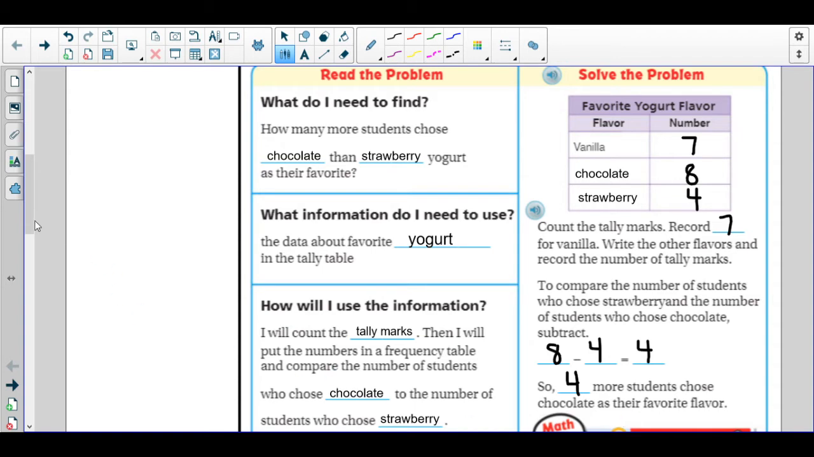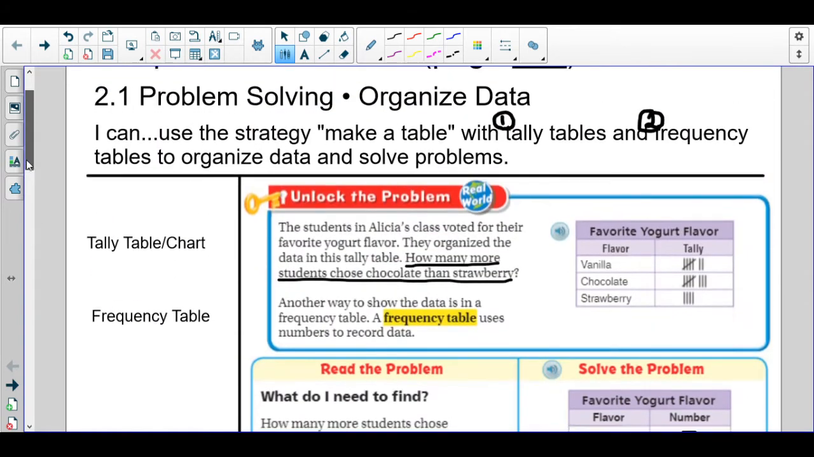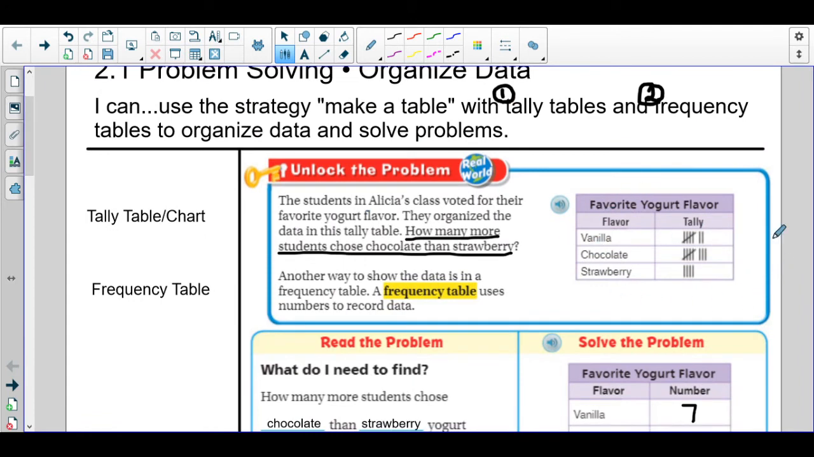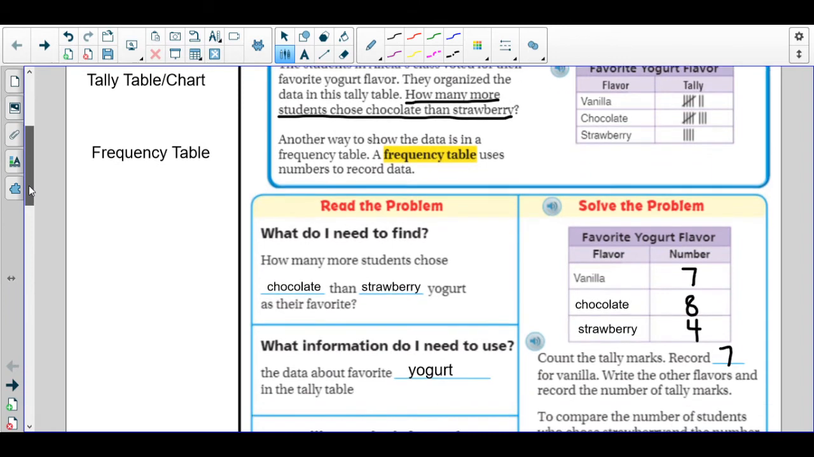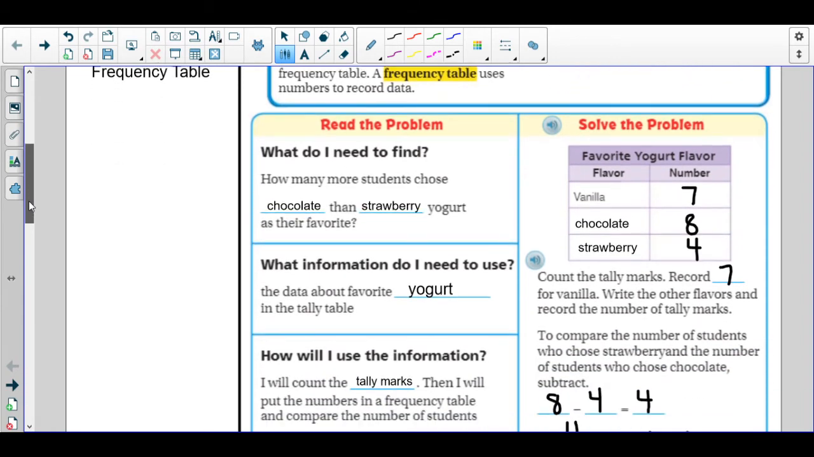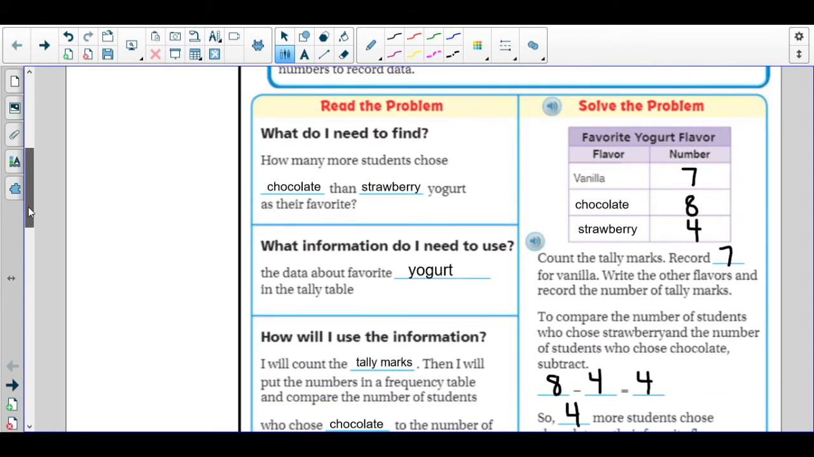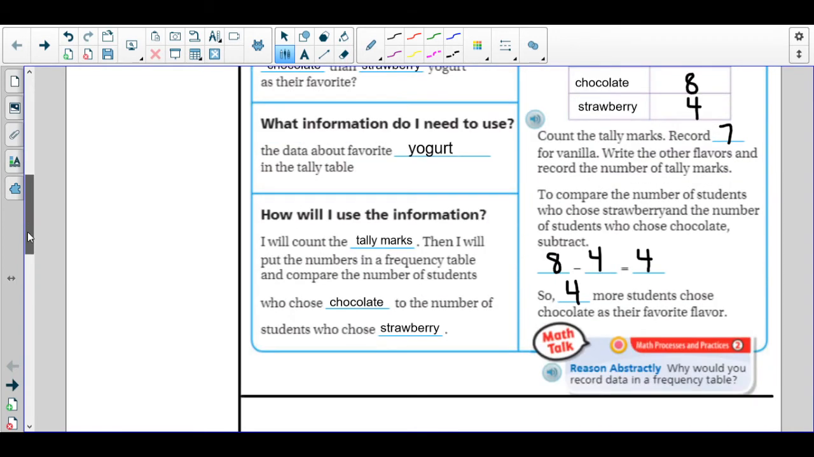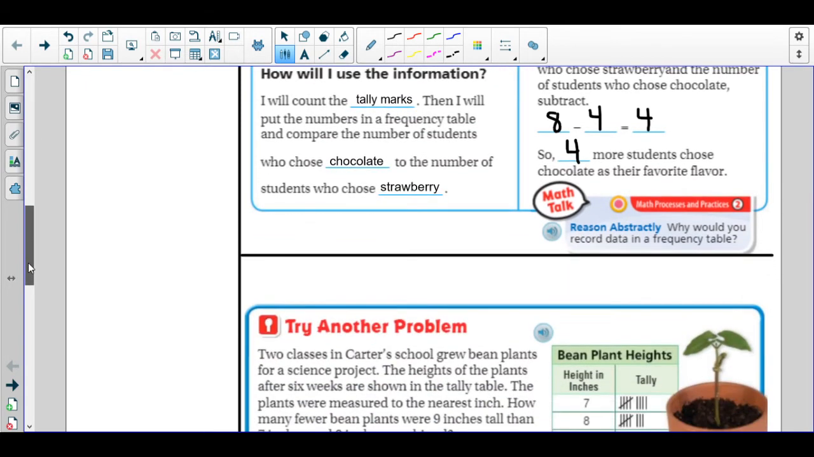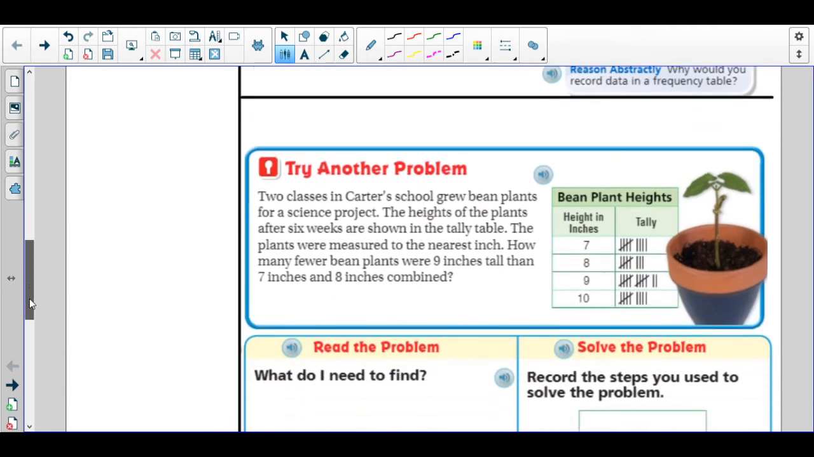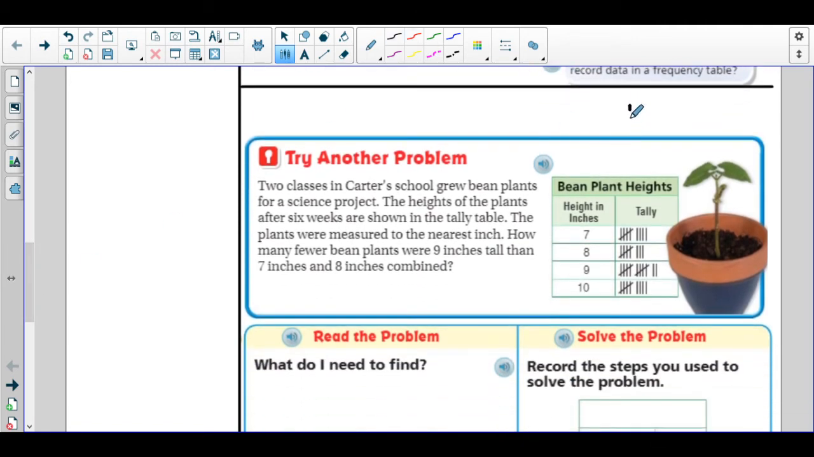Okay, so all we've done is taken this tally chart, or tally table, and we've turned it into numbers so that we can work with them a little bit more easily. All right, easy enough. Let's go to the top of page 88. Page 88.